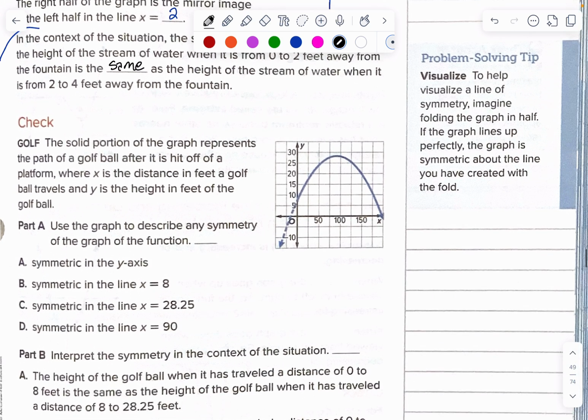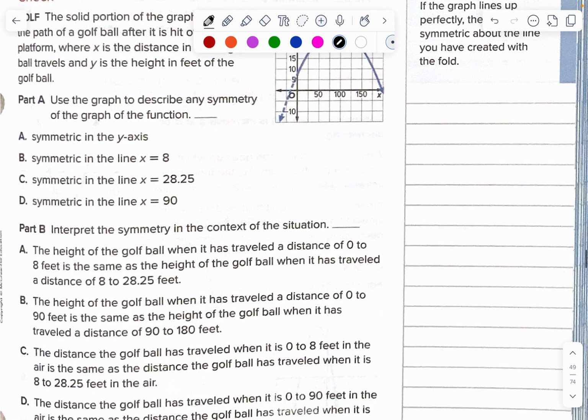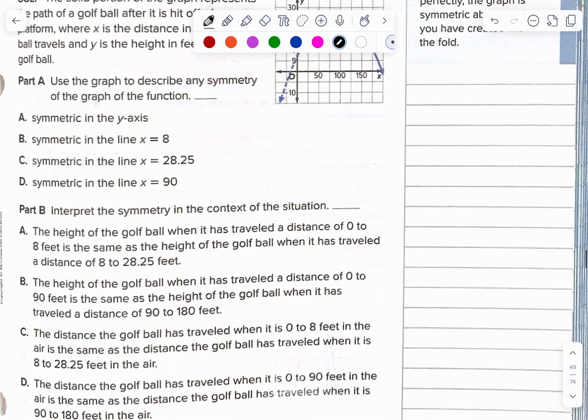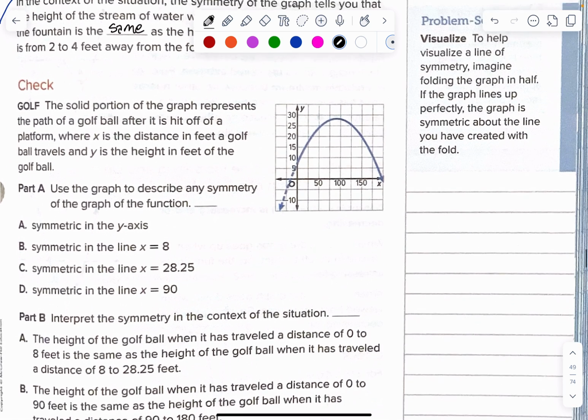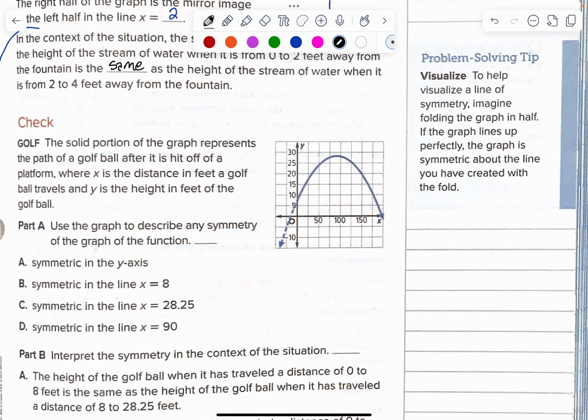I'm going to skip the check because that is... actually, let's do the check. The solid portion of the graph represents the path that a golf ball travels. So it looks like this.